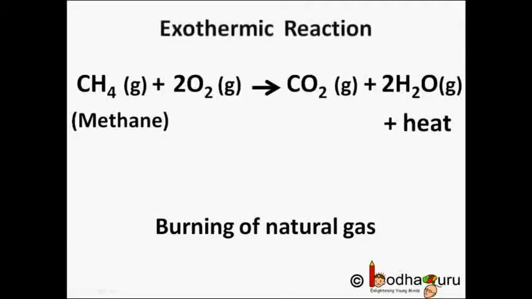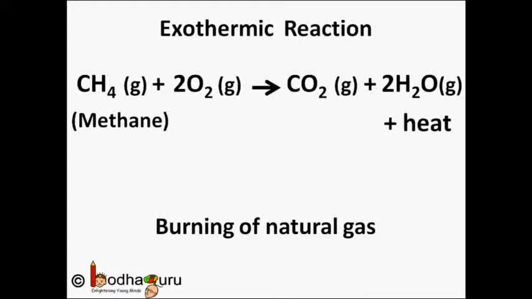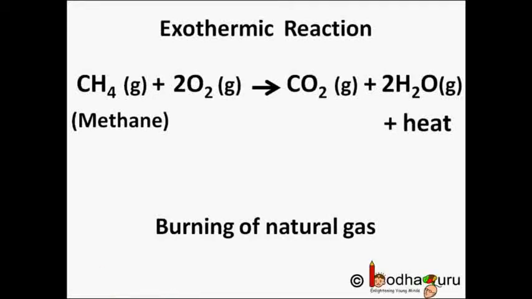The burning of natural gas, which mainly consists of methane gas, is an exothermic reaction as it produces a lot of heat. The chemical equation for it can be represented as CH4 plus 2O2 gives CO2 plus 2H2O plus heat. That is, methane plus oxygen gives carbon dioxide and water along with lots of heat.